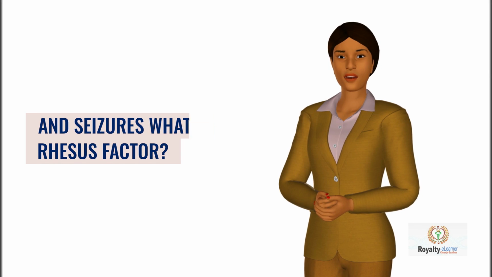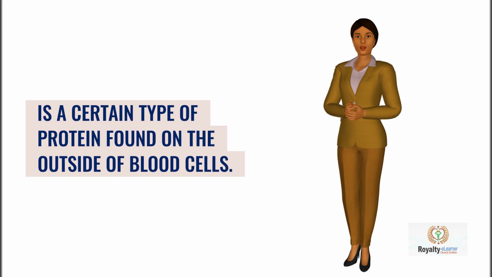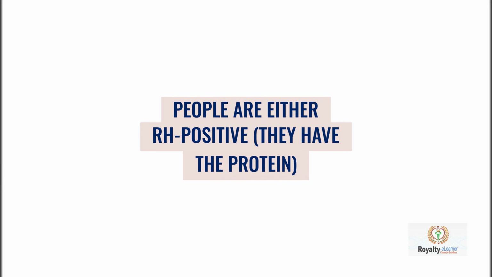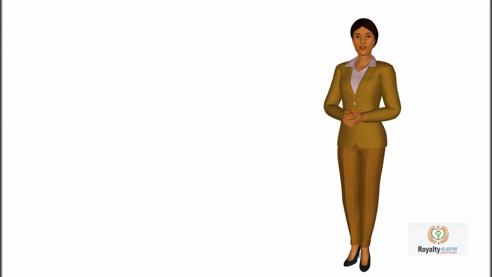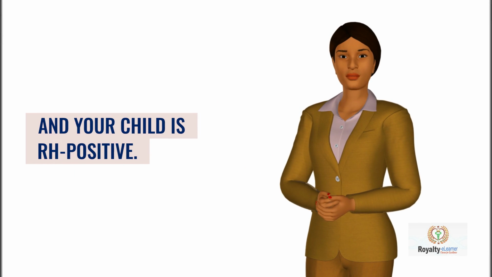What is rhesus factor? The rhesus factor, Rh factor, is a certain type of protein found on the outside of blood cells. People are either Rh positive, they have the protein, or Rh negative, they do not have the protein. This distinction mostly matters when you are Rh negative and your child is Rh positive.